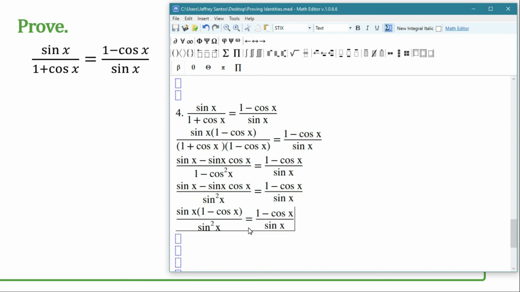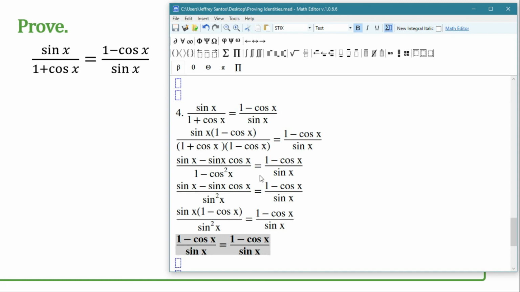over sine x. Alright, and if we're going to simplify this one, kapag sinimplify po natin to, mawawala na po yung square and makakancel na po natin si sine x dun sa numerator part. And that makes it what? That makes it equivalent to 1 minus cosine of x over sine x equals 1 minus cosine of x over sine x. So indeed, this given is an identity.